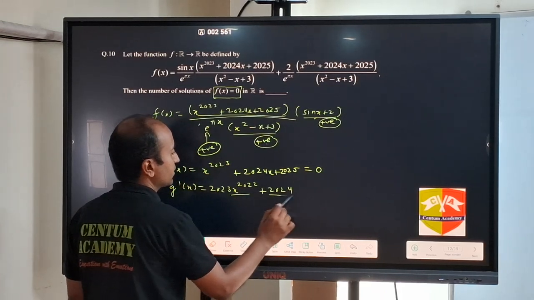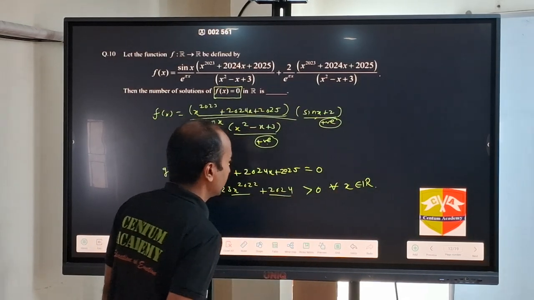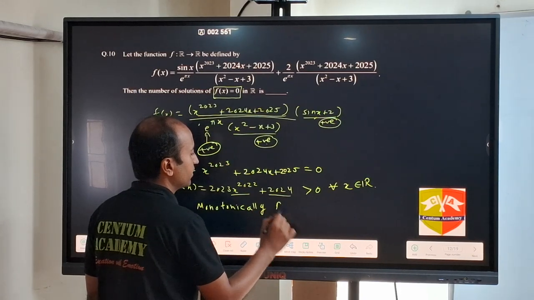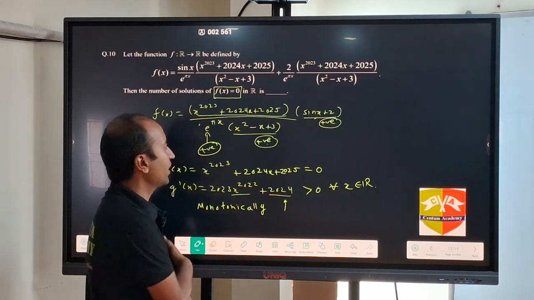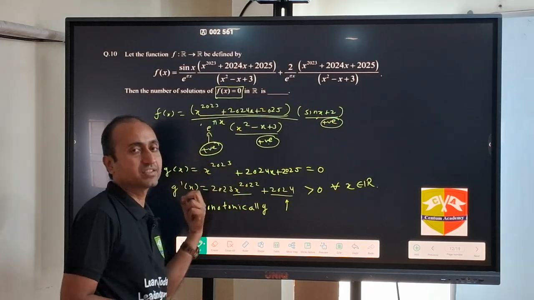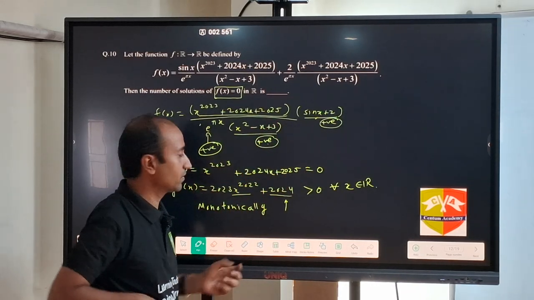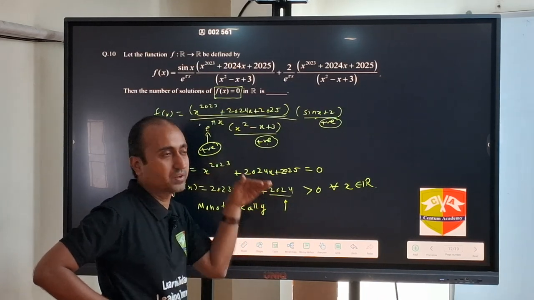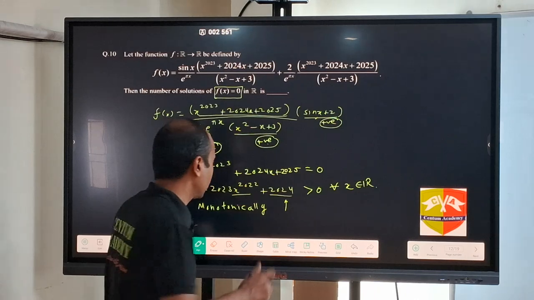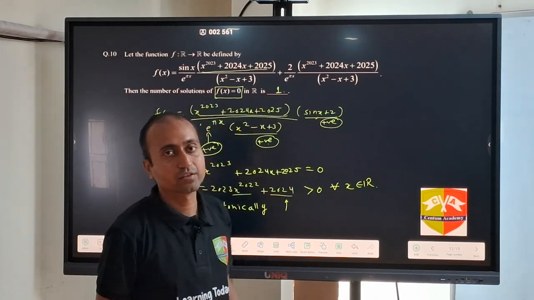Now this is an even power of x, and this is also a positive number. So this will always be greater than 0 for all x belonging to real numbers. So we can say that this function is monotonically increasing, or you can even say strictly increasing. And also it's an odd degree polynomial, so it will cut the x-axis at least once, because g of minus infinity will be minus infinity, g of plus infinity will be plus infinity. While going from minus infinity to infinity, it will cut the x-axis at least once, and because it is monotonic, it cannot cut more than once, because once it goes up, it's a continuous differentiable function, it will never come back down. So at least one root, at most one root, so exactly one root. So the number of solutions in R will be only one because of this odd degree polynomial.